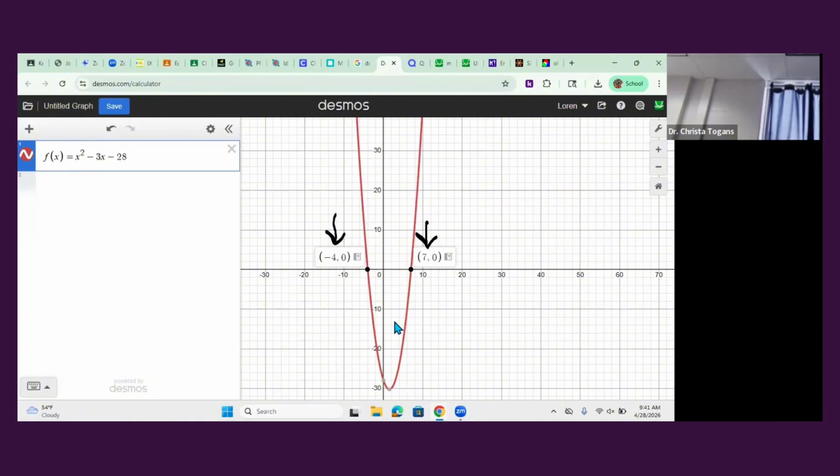Next, I made sure that they identified these points as the x-intercepts and relearned the vocabulary of what the x-intercepts mean. They cross the x-axis. They don't touch, they cross.